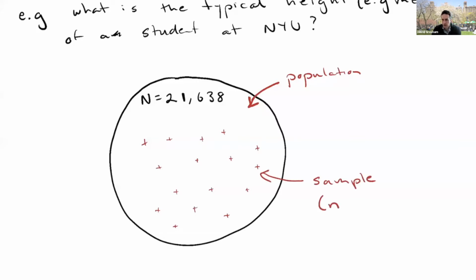Does anyone recall? I'll go back and look at my spreadsheet. How many people filled out our survey this week? I'm going to have to go and check. Or if someone can check for me. 59. 59. Okay, great. So n equals 59. So we took a random survey of 59 individuals from the total population of 21,638 individuals.